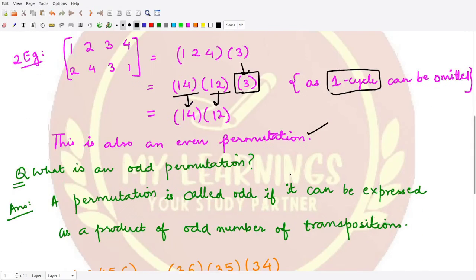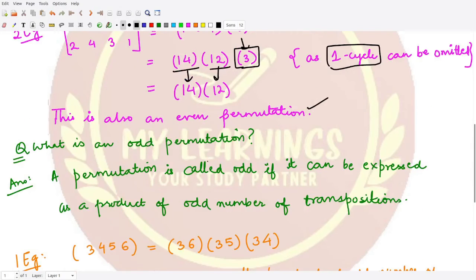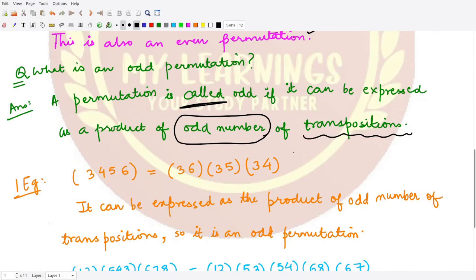Next, let us discuss what an odd permutation is. A permutation is called odd when we can decompose it and write it in terms of transpositions which are a product of an odd number of transpositions. So we have an odd number of 2 cycles. For example, let's consider a 4 cycle, where 3 maps to 4, 4 maps to 5, 5 maps to 6, and 6 maps back to 3.